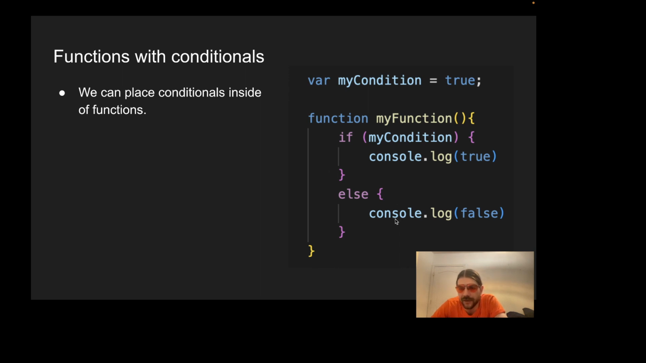In this case, we're not using any arguments or parameters in this function, so we can't pass it as an argument to the function call, but in this case we can still use the condition variable from outside of the function.